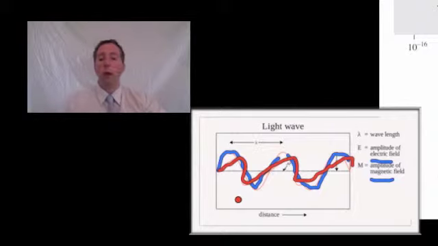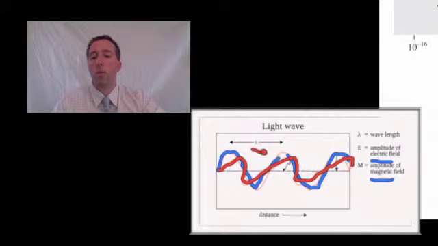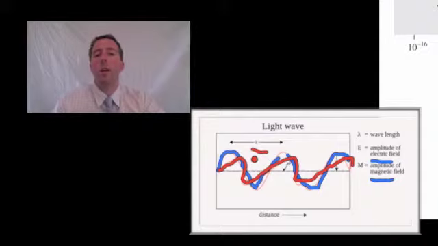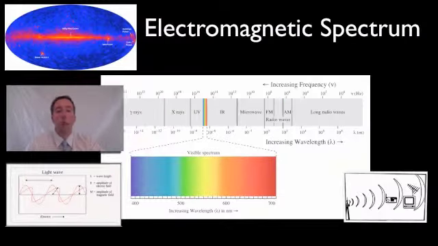But like all waves, electromagnetic waves can have different frequencies, and they can also have a different wavelength. Depending on the frequency and the wavelength of an electromagnetic wave, it will have really radically different properties. So these different electromagnetic waves fall into what we call the electromagnetic spectrum.